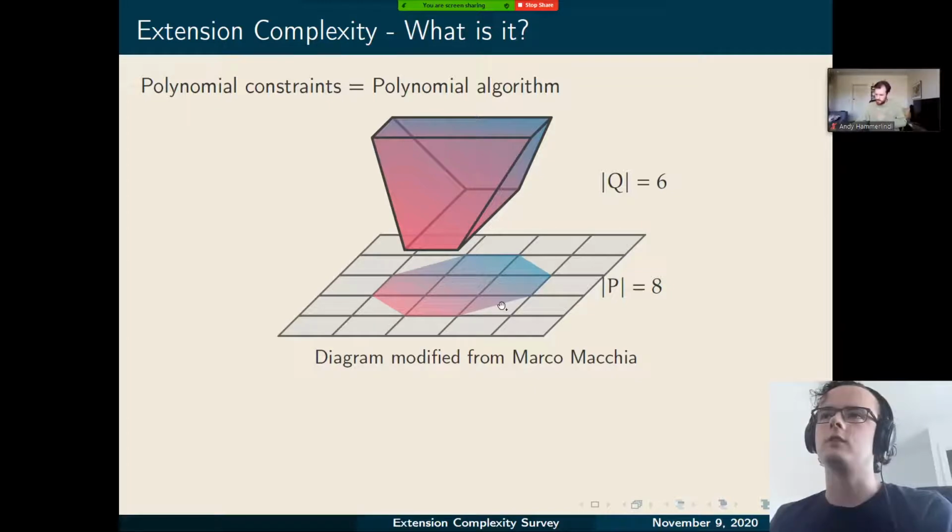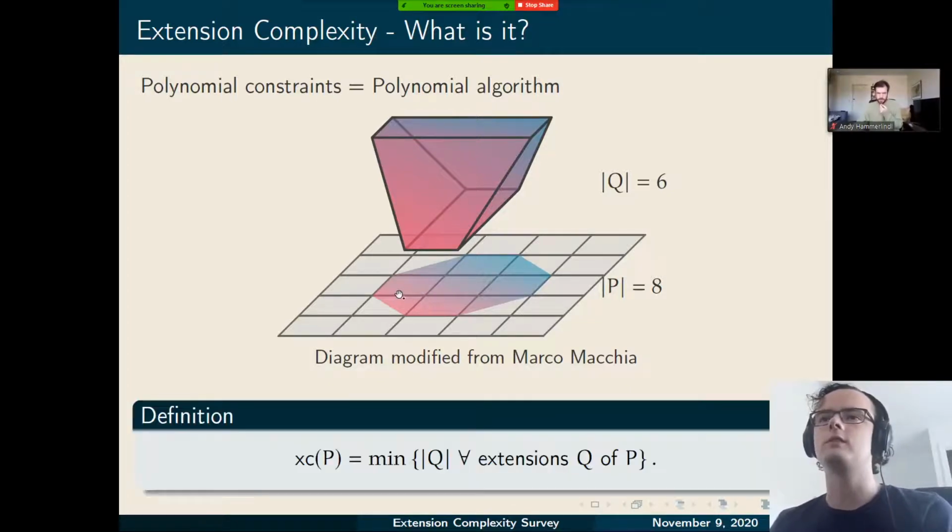So for a particular polygon P, this higher dimensional shape that's projecting down is called an extension or an extended formulation of the original polytope, and the extension complexity of a polytope is exactly the minimum possible size of an extended formulation. So in this case, for the octagon, we know that the extension complexity of the octagon is going to be less than or equal to 6, because we've given an example where an extended formulation could map down with only 6 constraints.